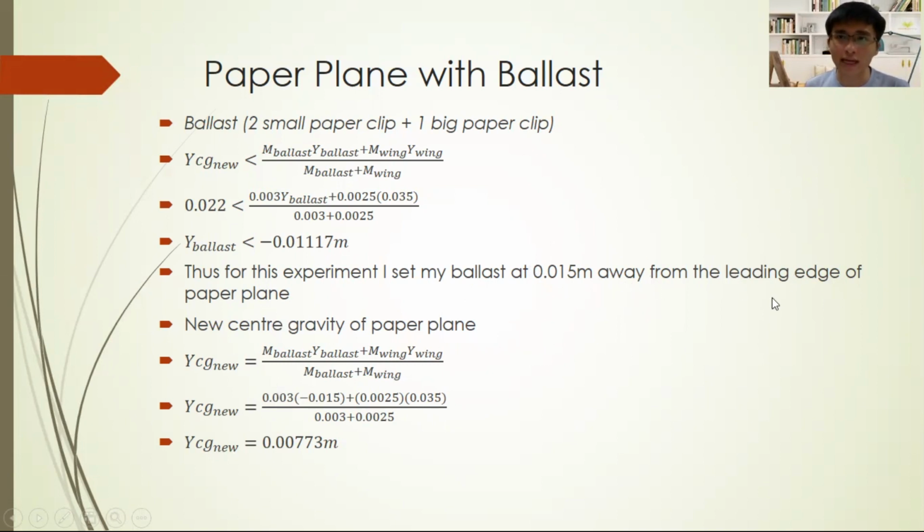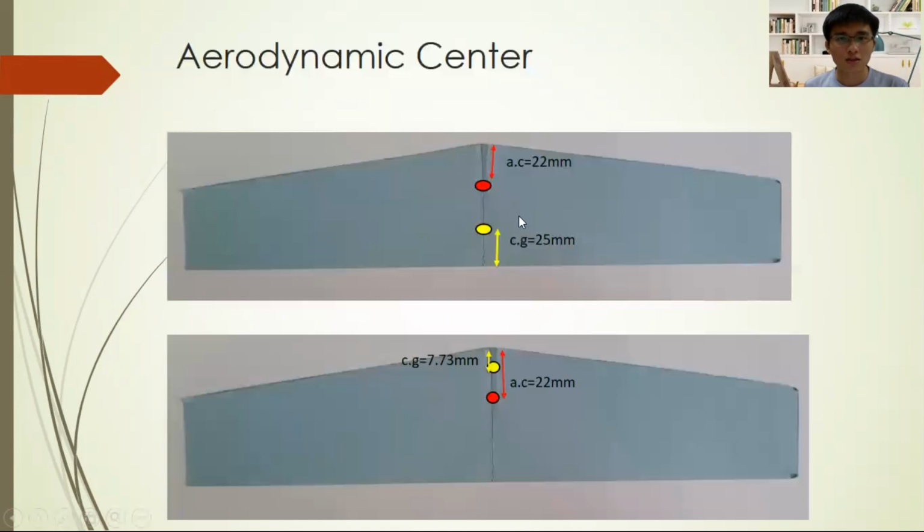After that, I need to recalculate my paper plane center of gravity. So I get this value, 0.00773 meter. From here, the top diagram is my paper plane without any weight. Just now I said the aerodynamic center is 0.022 meter, and the center of gravity is behind the aerodynamic center. After I add my weight, my center of gravity is in front of the aerodynamic center.